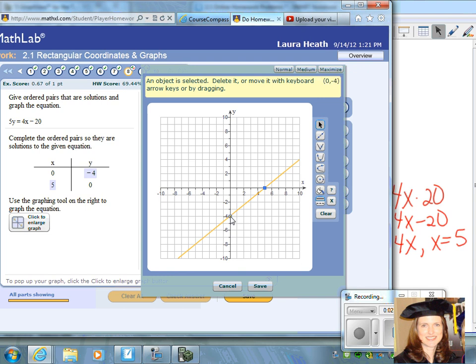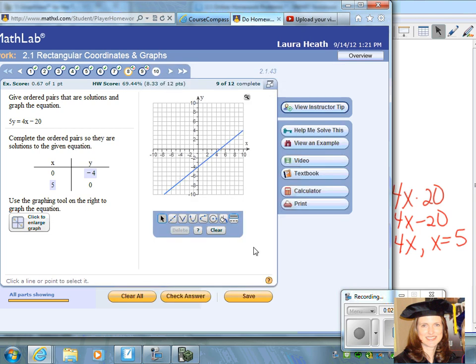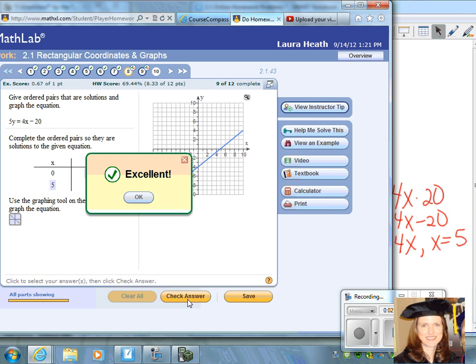You can click on the point and you can see up here that that point corresponds to 0, negative 4. Click the point here and you see that that point is 5, 0. Save your answer and check your answer. And we see that that is how we graph a line.